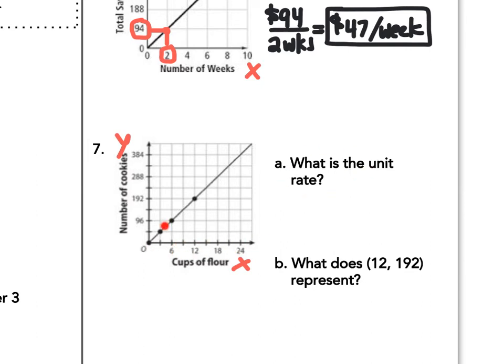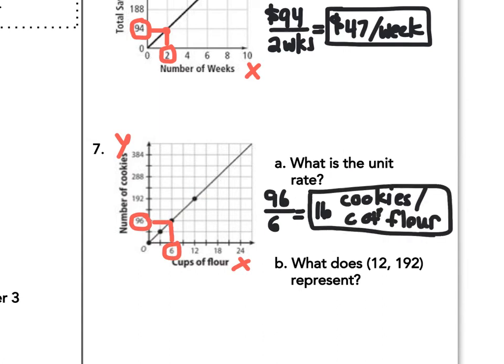You can use any of these dots. I'm going to use, not this one because I don't see numbers on it, but I'm going to use this dot here to find my unit rate. So here I'm going to just mark the x and then mark across the y there. Then I put y over x, so it's 96 over 6. And then you divide those and you're going to get 16. And then you have to label it like cookies per cups of flour.